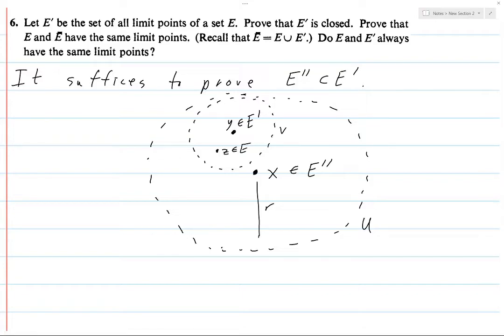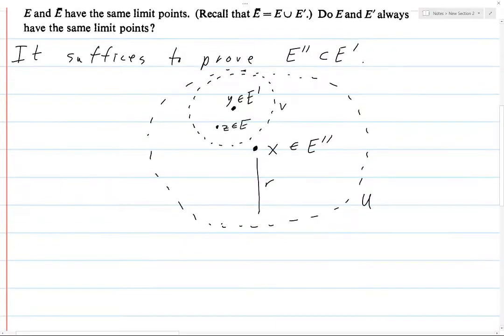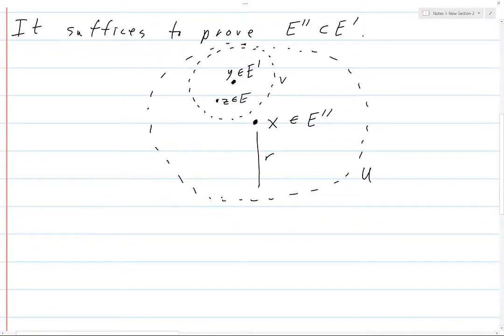However, if you're writing this up on like a homework assignment, you don't have the luxury of being able to draw a picture and explain the picture to your teacher or to the grader. And so what we have to do is actually write out a proof. So let's go through this entire thing that I just did, but now we'll do it using words. Okay, so it suffices to prove E prime prime is contained in E prime. Okay, so let X be contained in E prime prime.